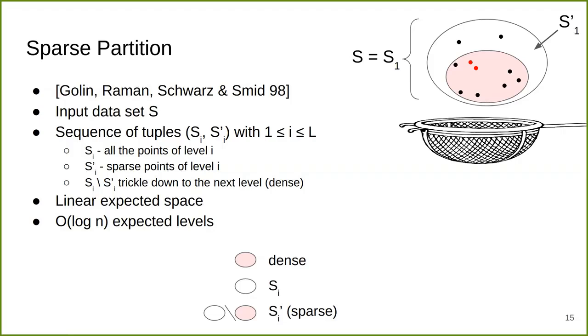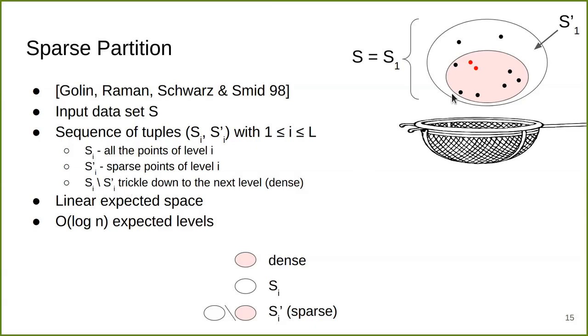So here are some more details for the sparse partition data structure. The input data set is called S. The sparse partition is a sequence of tuples, S_i and S_i prime, with i being from 1 to L. So there are L different levels. And for each level, we have these two sets. S_i for level i represents all the points of level i. S_i prime represents only the sparse points of level i. The difference between these two sets are the denser points, and they trickle down to the next level.